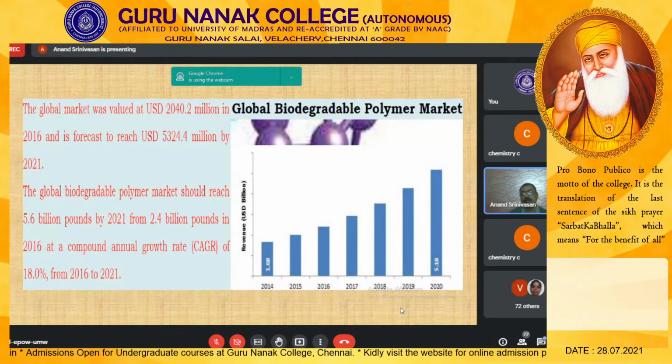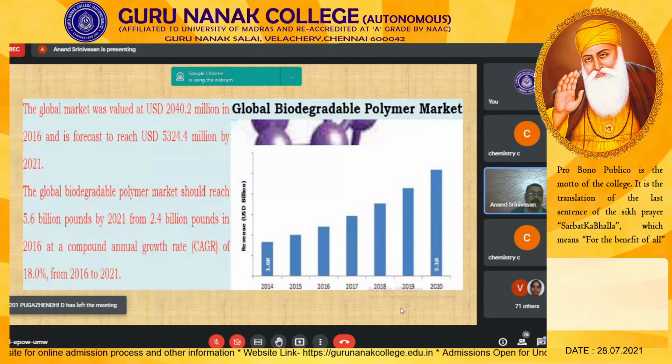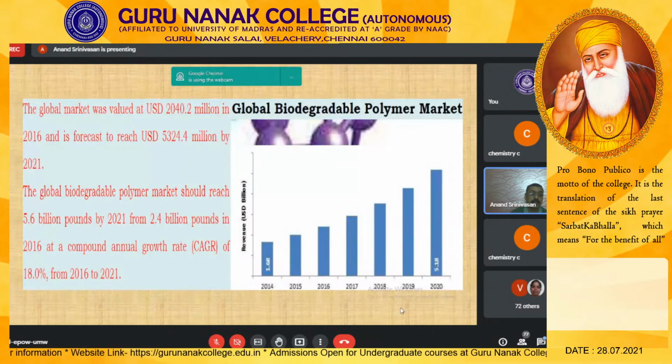In this case also, there is a phenomenal increase in the use of biodegradable polymers. From 2014 to 2020, you can see a phenomenal increase. The global biodegradable polymer market should reach 5.6 billion pounds by 2021. So it is almost doubling from 2.4 billion to 5.6 billion. You can see there is a significant growth, the compound annual growth rate, CAGR, is 18% from 2016 to 2021.